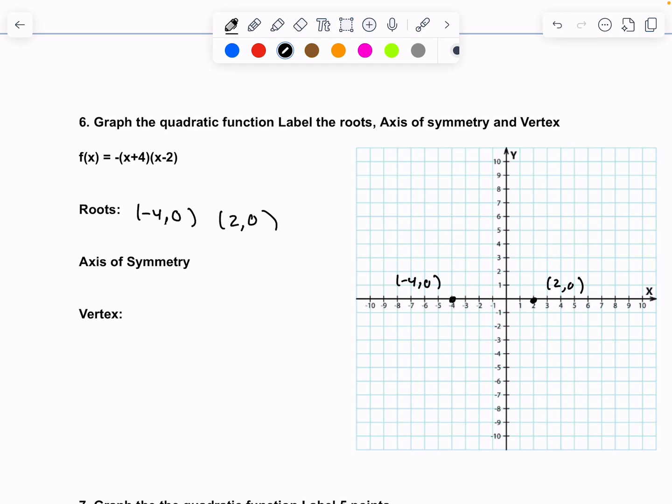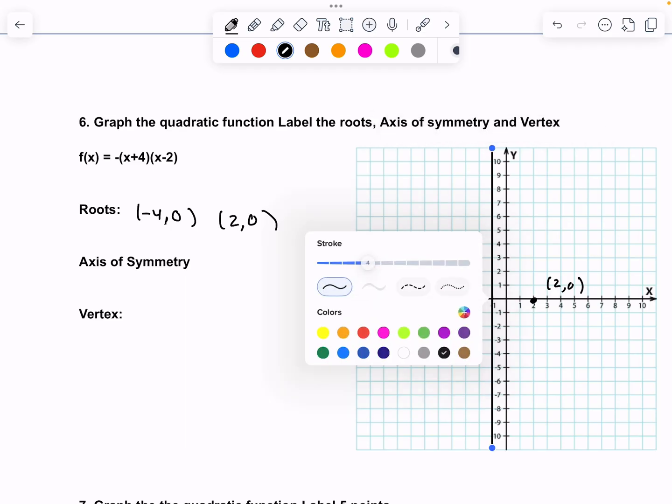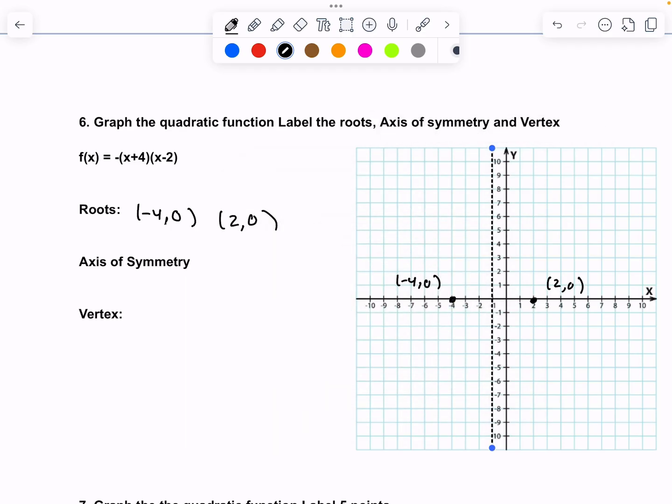Now the axis of symmetry is the middle of the roots, right? You could probably just look at this and say that the middle's right here. It looks like it's right in the middle of those two. But even if you couldn't tell that easily, you could always just add them up and divide by 2, and you would get negative 1.